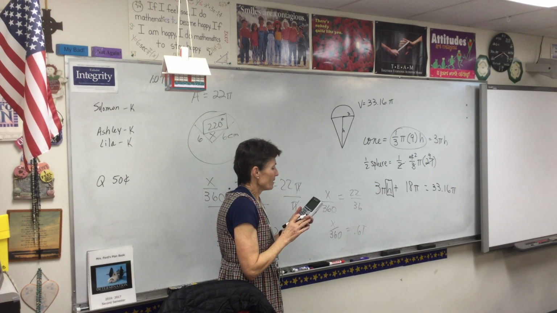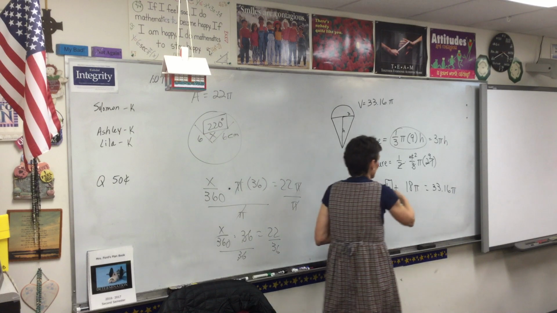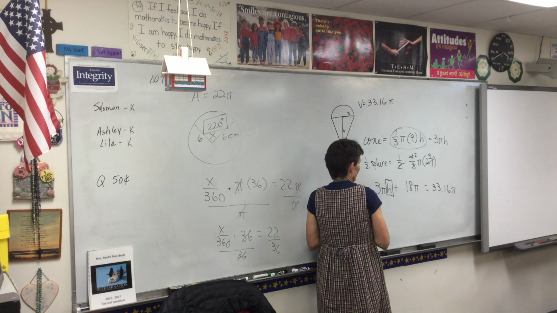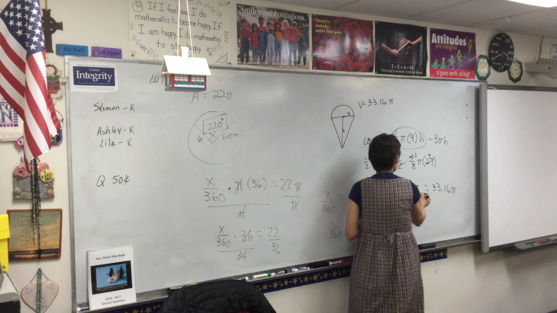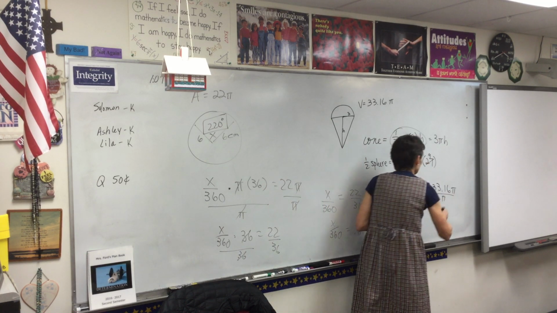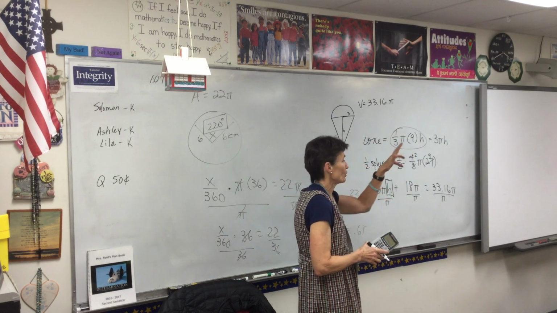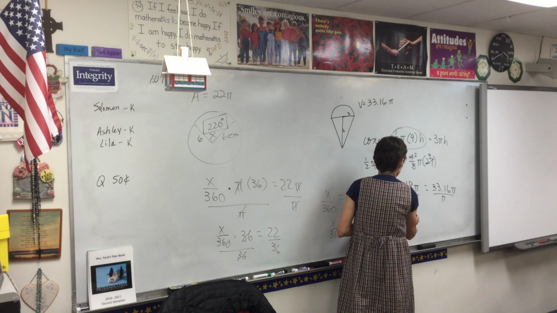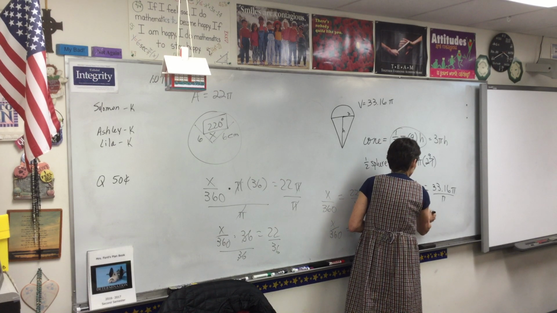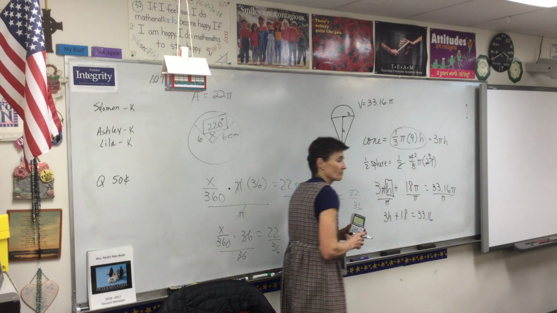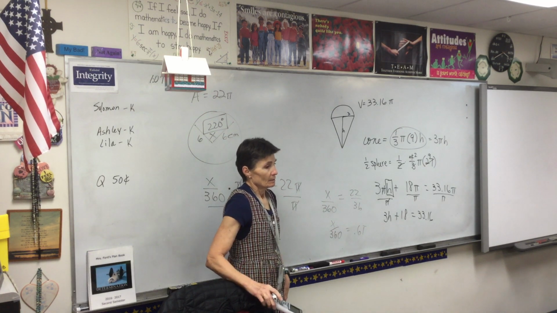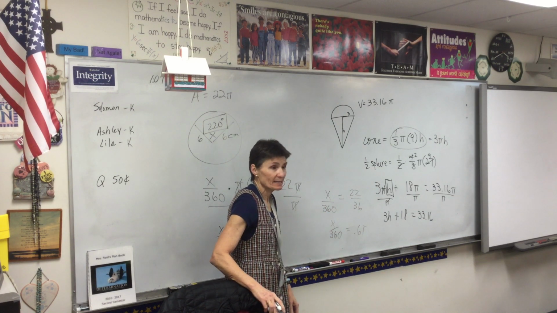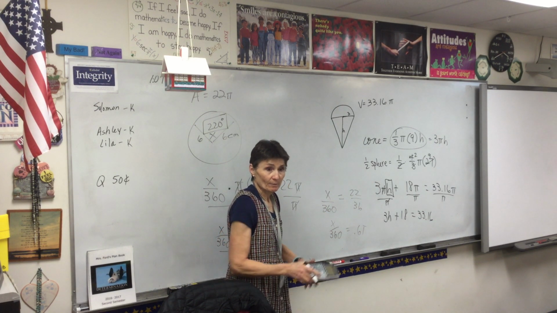Okay, now, that might change what you want to do first. What might you want to do first? Divide by pi. Now we can divide everything by pi if you want to. You don't have to, but you can. So now we have 3h plus 18 equals 33.16. Guys, that's a 6th grade equation. To solve that, you're going to subtract 18 and divide by 3, right?